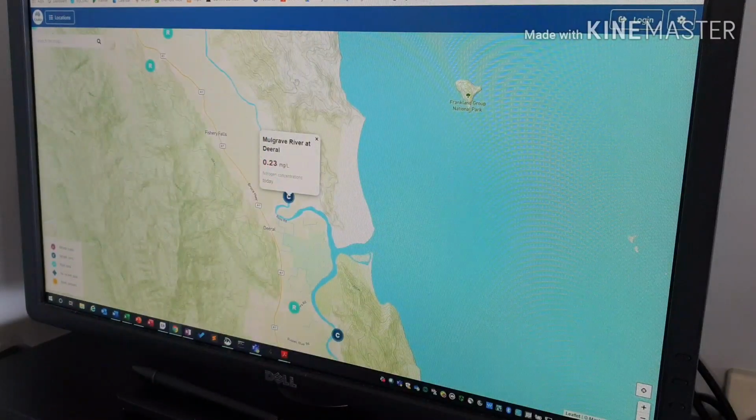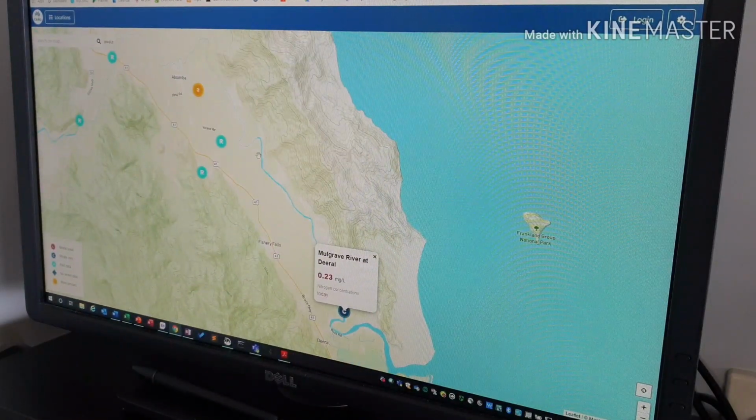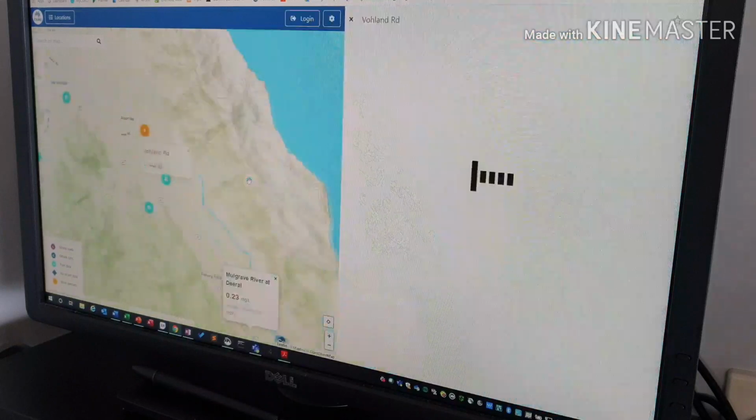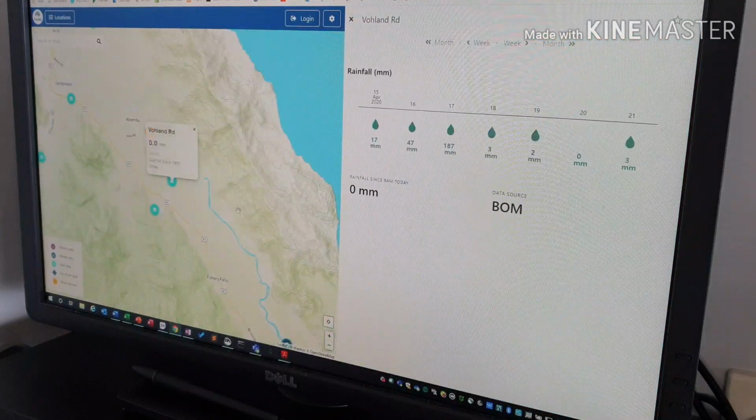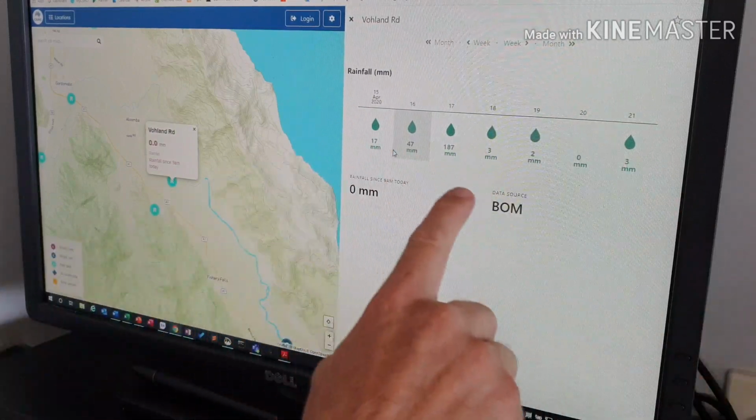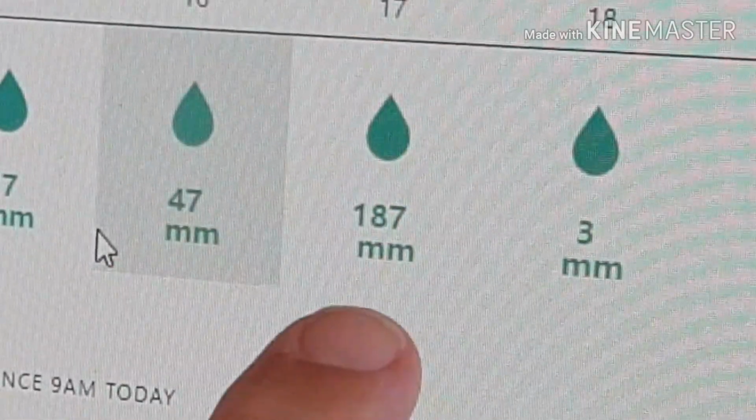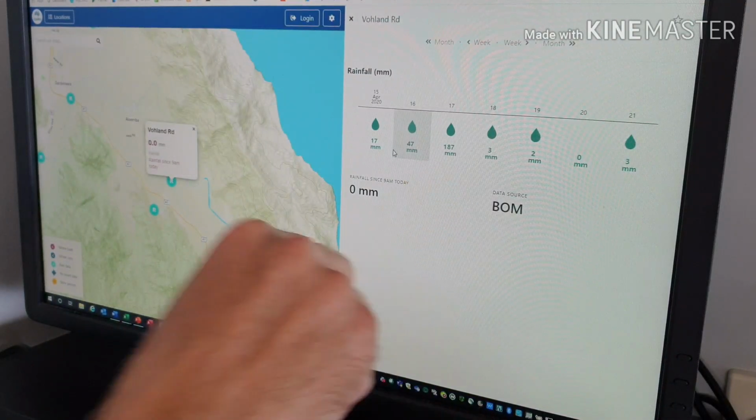If we close that, we can move upstream of that particular sensor and find some rain gauges up here. So we can click on one of those and have a look at how much rain fell upstream of that particular sensor. Now the rain is shown for the past 7 days, and have a look at that. That's pretty impressive. 187 millimeters for the 17th of April. That's a fairly decent rainfall.